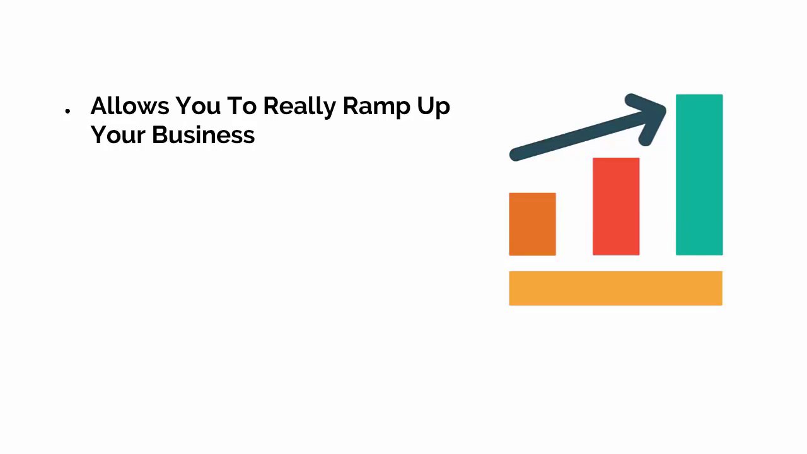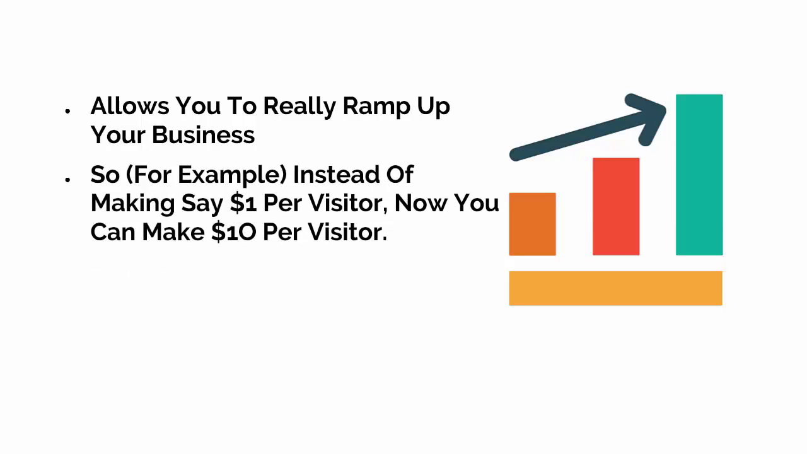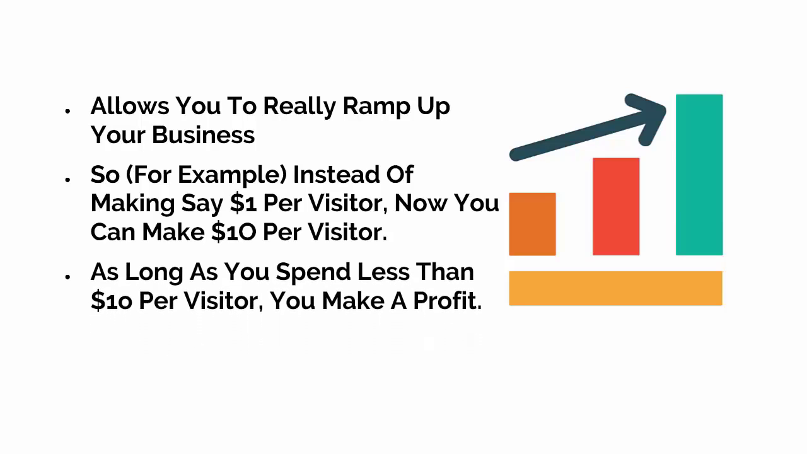When you have an offer that's priced at $97, $297, or even over $1,000 that converts well, then you're able to make more money per visitor to your website. So, for example, instead of making, say, $1 per visitor, maybe now you're making $10 per visitor. And that means as long as you spend less than $10 per person that you have coming to your website, you're going to make a profit.